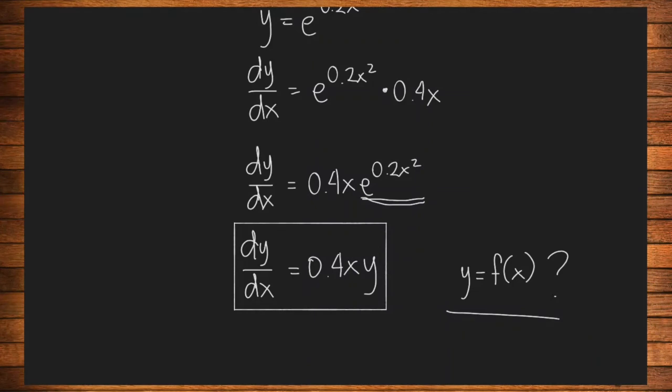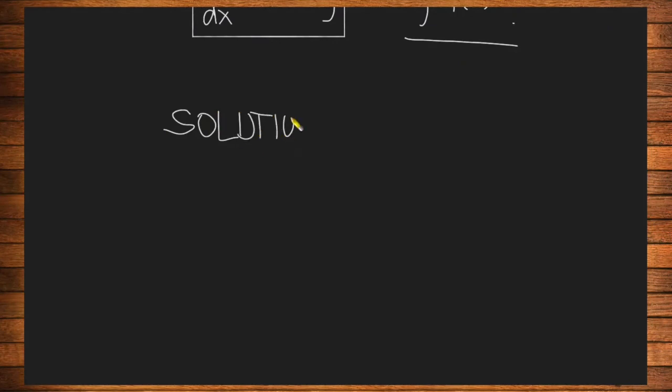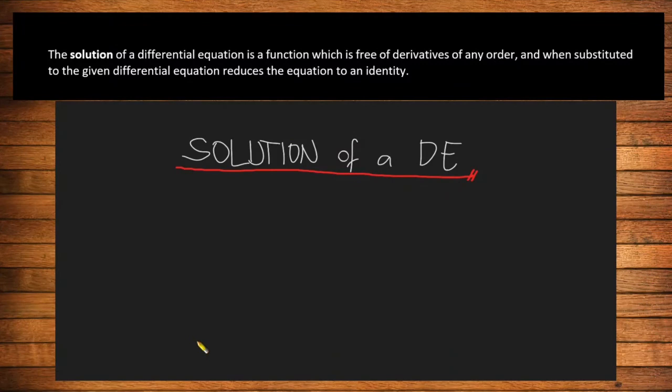So medyo similar siya dun sa problem natin sa calculus where we are given a derivative and then hanapin mo yung antiderivative niya. Again, the solution of a differential equation is a function which is free of any derivatives. So walang derivative dapat. And then when substituted to the given differential equation, it reduces the equation to an identity. So there are actually a lot of ways of solving differential equations, depende sa type niya. And yun yung pag-uusapan natin in the next topics.